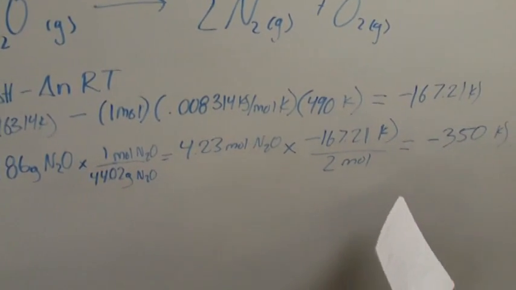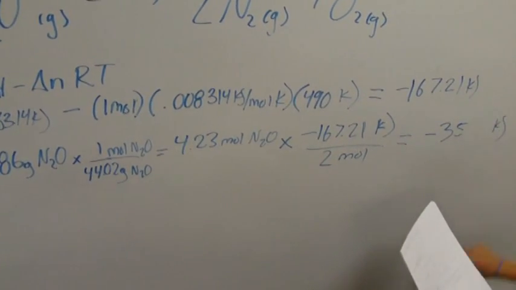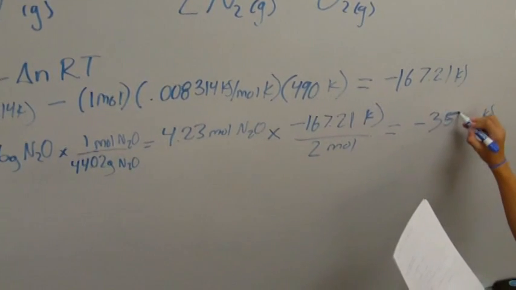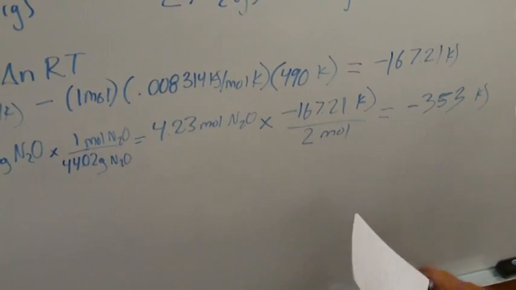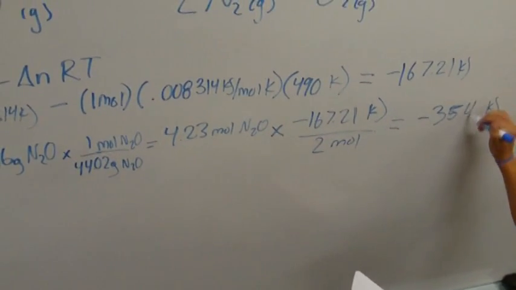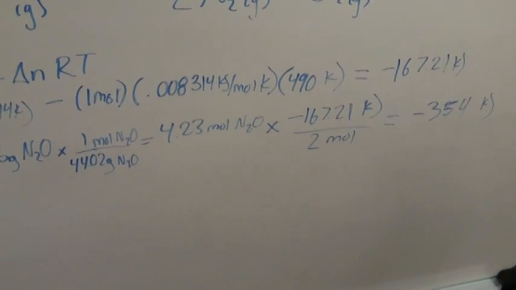Kilojoules, and over 2 moles, you just multiply that out, and it's negative 353. Oh no, if you round it, it's 354. Sorry. So fix that.